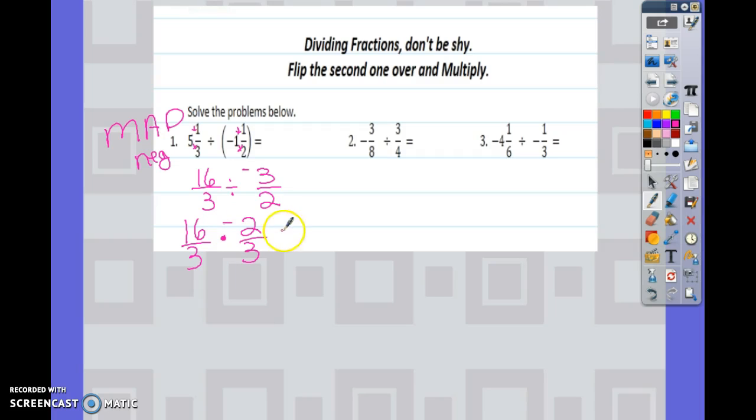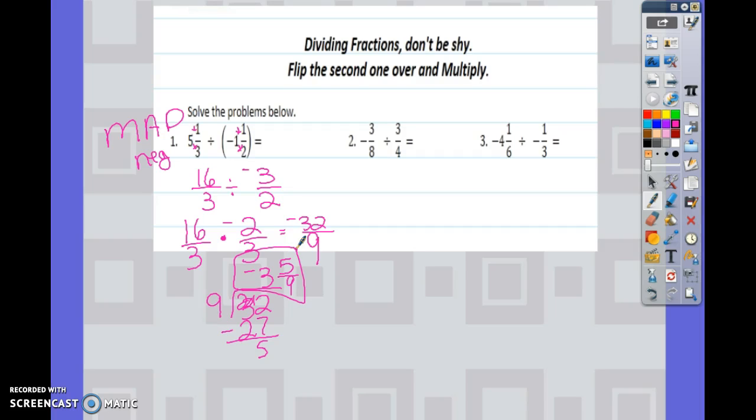Now we're ready to multiply the top times the top. 16 times 2 is 32, and the bottom times the bottom, 3 times 3 is 9. And remember, it's negative. Now we need to simplify by doing top in, bottom out. 32 divided by 9. 9 goes into 32 3 times, 3 times 9 is 27. Then when we subtract, we get 5. Our numerator is 5, our denominator is 9, and remember our answer is negative. So our final answer is negative 3 and 5 over 9.